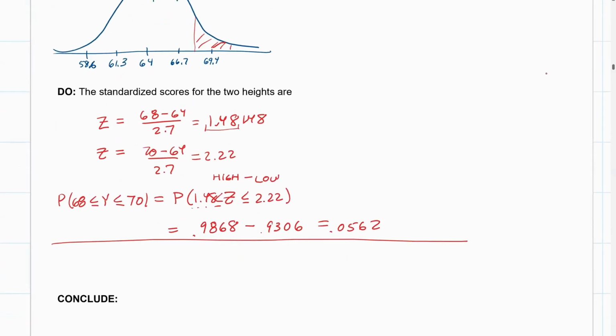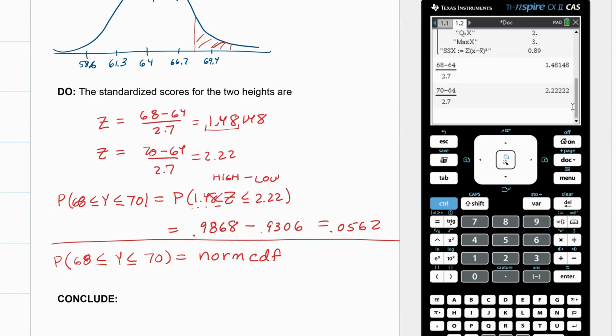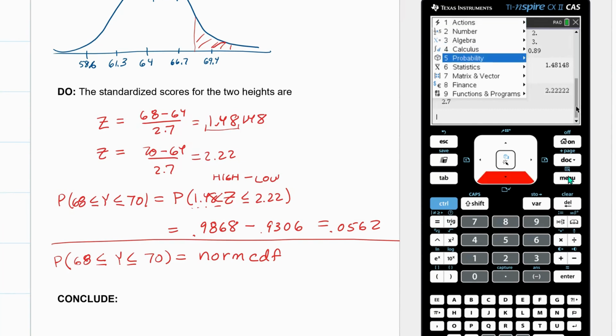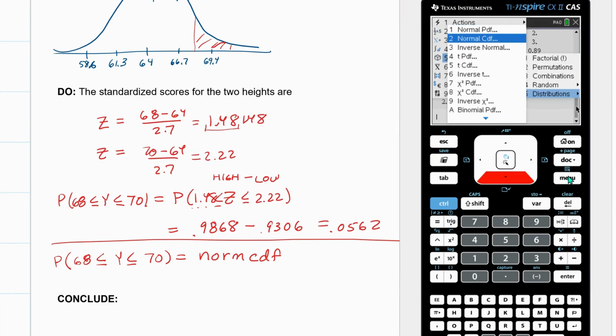Let's not forget that we can do this on the calculator as well. What does that look like? Well, this probability that we're interested in ends up being a normCDF. Helps if you spell it right. Okay, let's take a look at what that looks like on the calculator. Well, it's menu. This is under probability and distributions. And we want a normCDF.